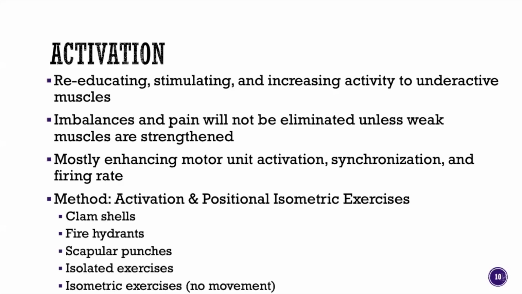Some examples of these activation exercises that we could be doing would be things like clamshells and fire hydrants in order to activate our glutes and our external rotators. It could be that we want to activate things like our rhomboids and our lats by doing scapular punches. We could also do isolated exercises on any part of the body, as well as our isometric exercises that aren't doing any movement, where we're just holding contraction.